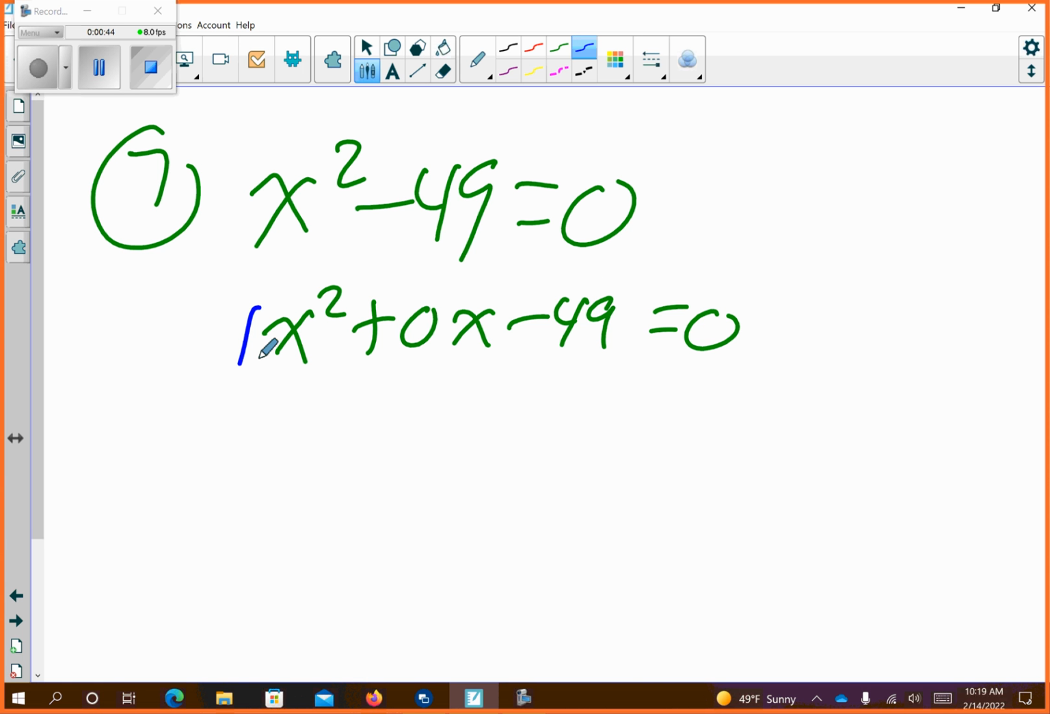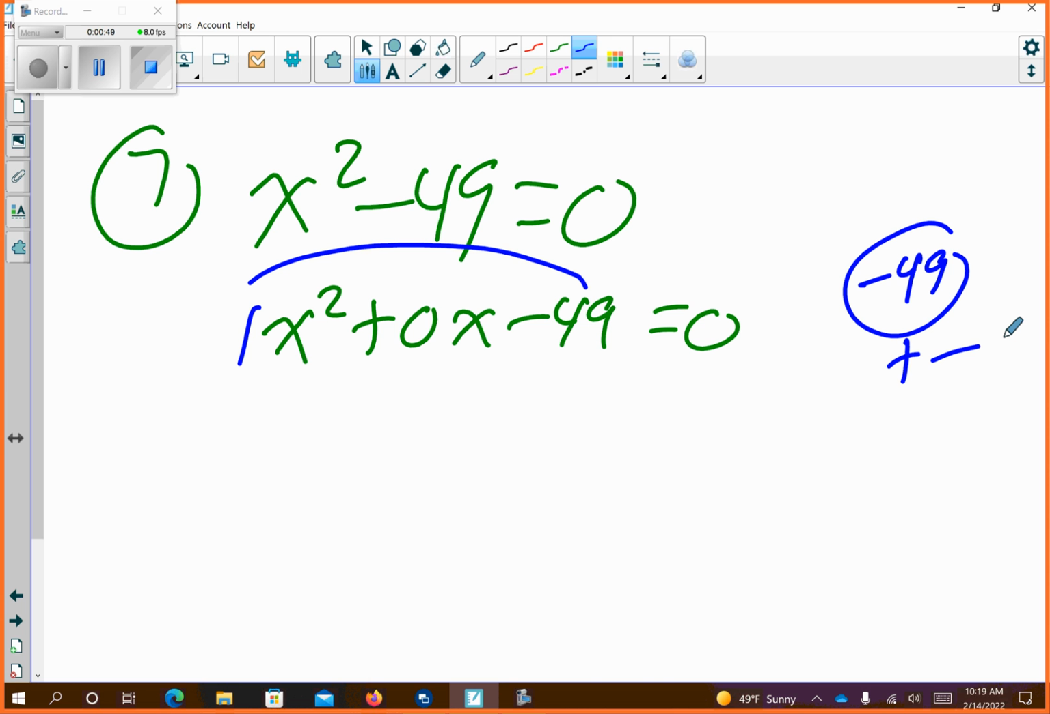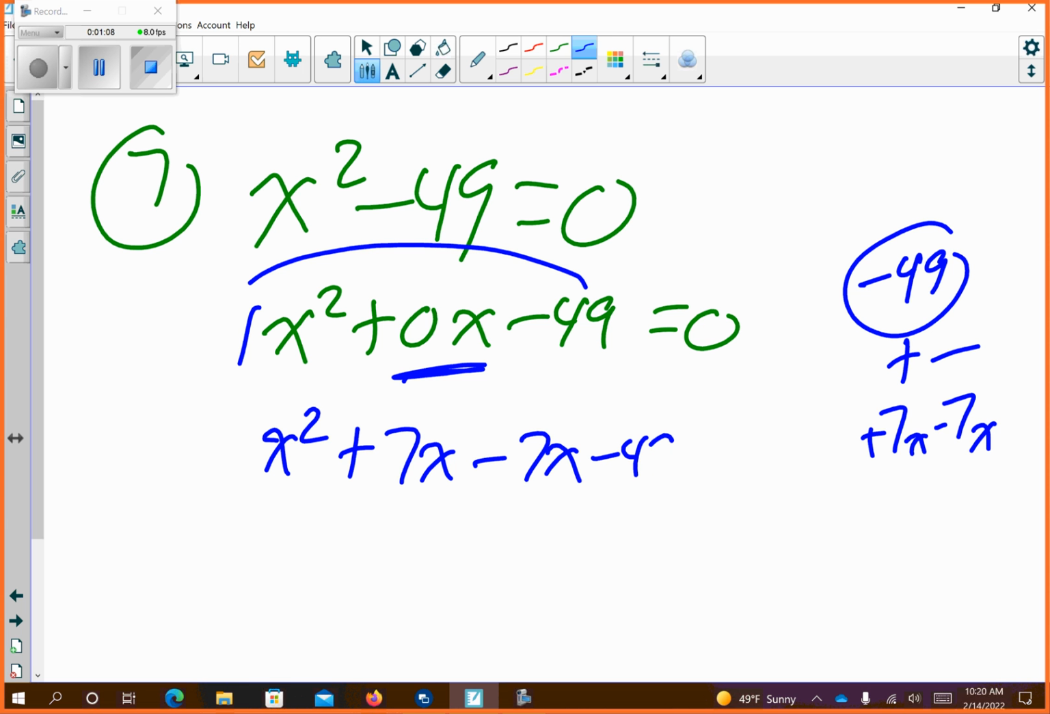Okay. So I'm going to multiply these together. So I get negative 49. I know I have alternating signs. So what can you guarantee about the two numbers if one's positive, one's negative to get 0 in the middle? Yeah, so I get a positive 7, negative 7. So positive 7x, negative 7x. So plug those in. X squared plus 7x minus 7x minus 49.